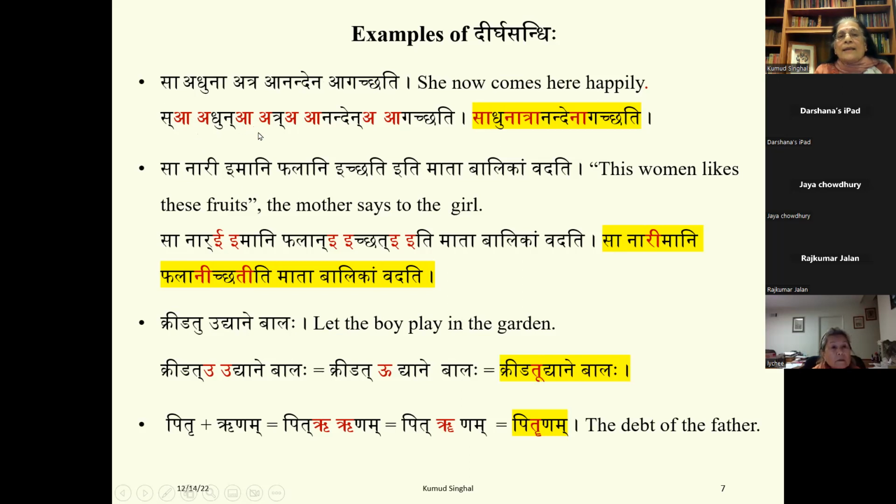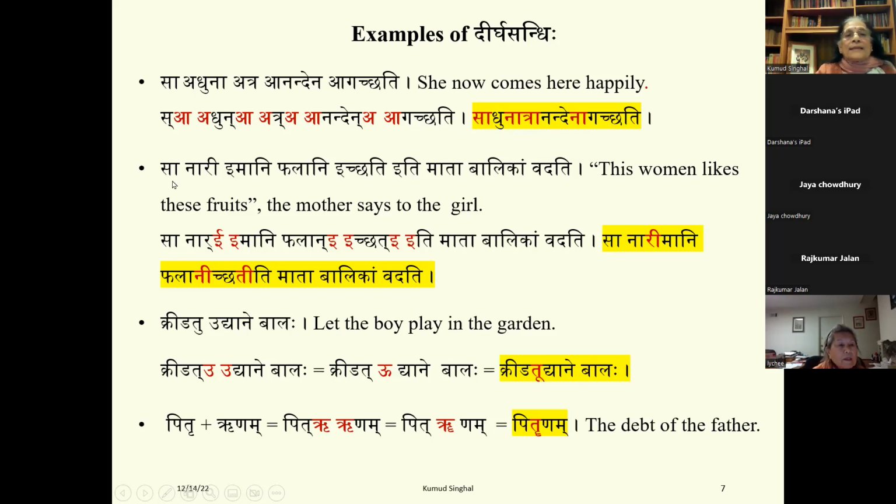A and a again, long aa. So this, after the Dirgha Sandhi, becomes Sadhu natra nande nagachati. So this a and a becomes sa. Then a and a becomes, sorry, this one here. A and a, long aa, which with na becomes naa. Tra, a, this is long aa, and combining with tra becomes traa, and a, long aa with na becomes naa. So there are these 4 Dirgha Sandhis here.